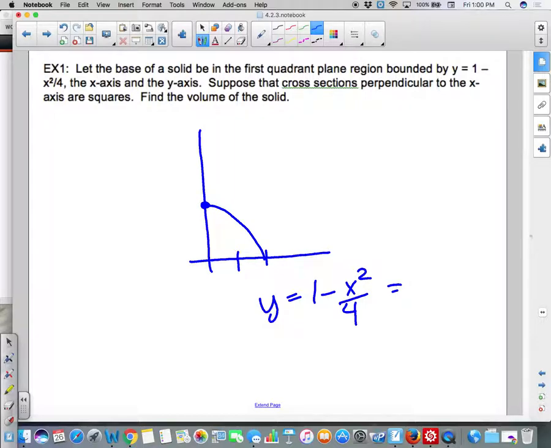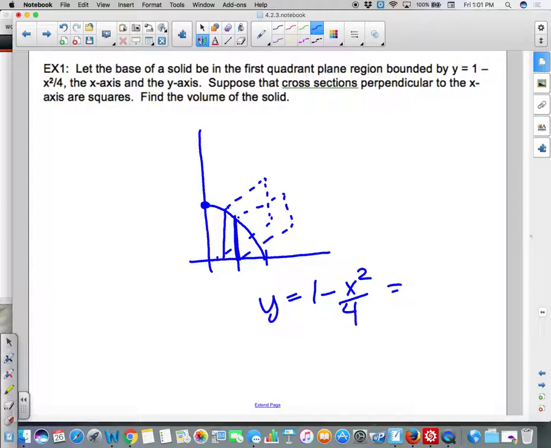Okay, so suppose the cross sections perpendicular to the x-axis are squares. So if they're perpendicular to the x-axis, we're slicing this way. That's what's important, right? That means I'm doing an integral with respect to x. I don't have to be able to draw this. You can visualize squares going back behind this, making a whole bunch of squares. So all I need to do is add up the areas of squares, right?